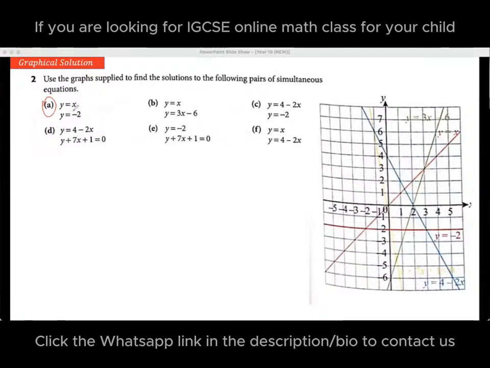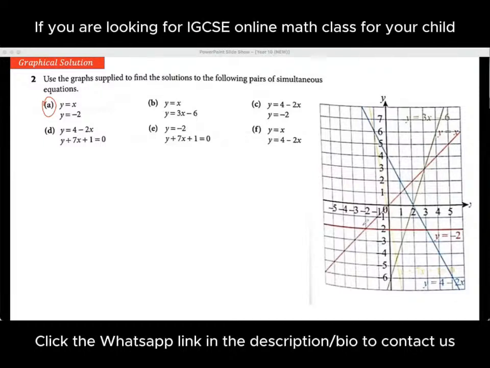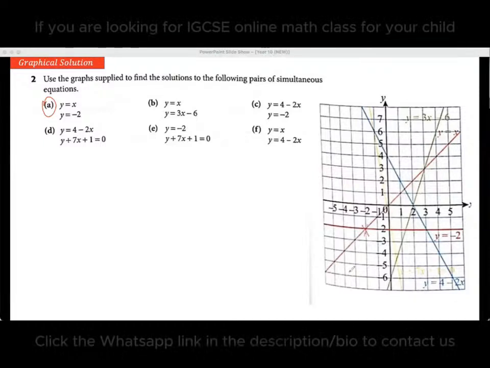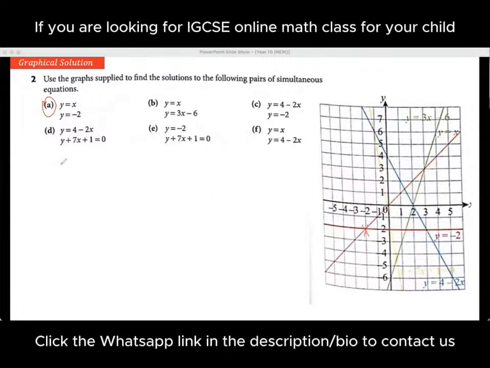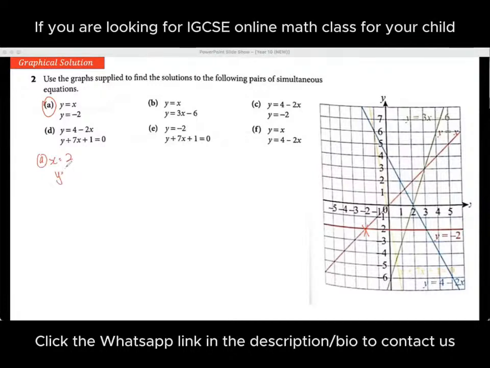y equals x. So y equals x is the red line here. y equals -2 is this one. So you need to find the intersection point here. So you get x equals 2, y equals -2. Oh, sorry, my bad. Not 2. x here is -2. y here is also -2. So x is -2, y is equal to -2.